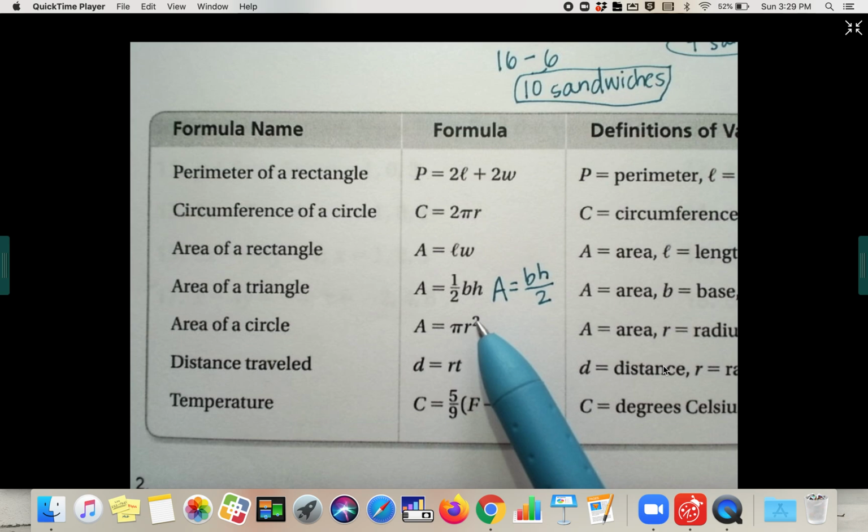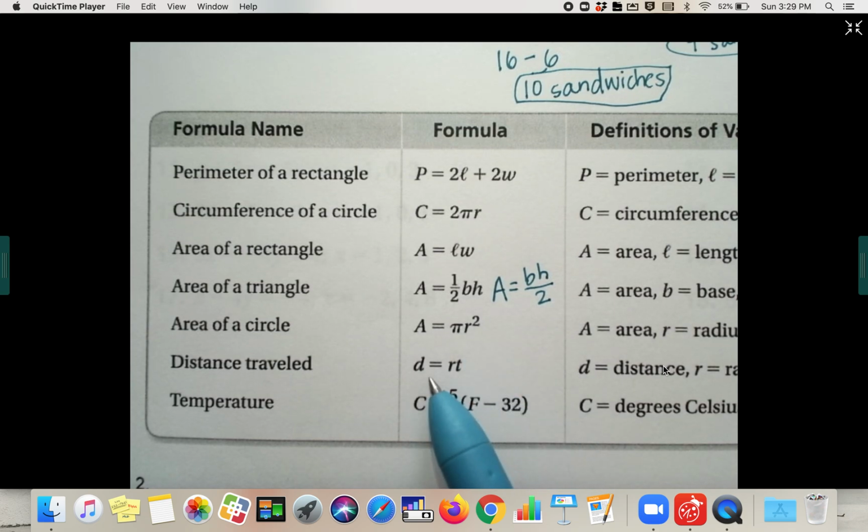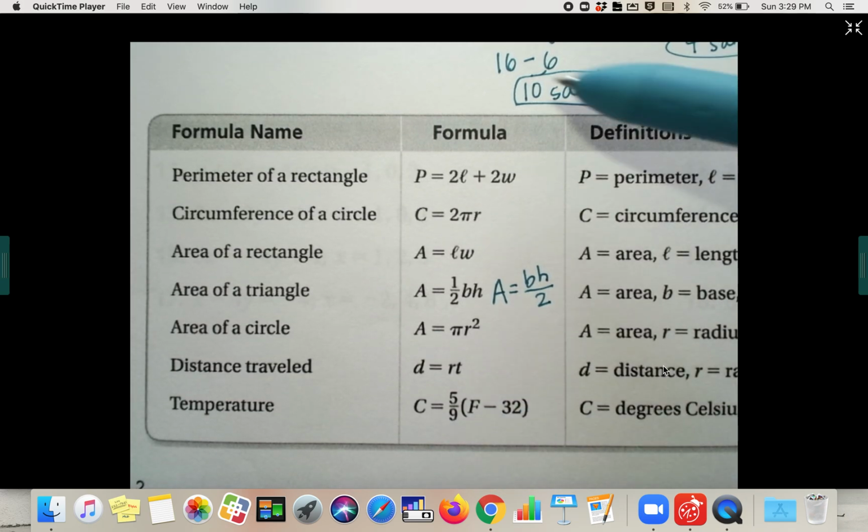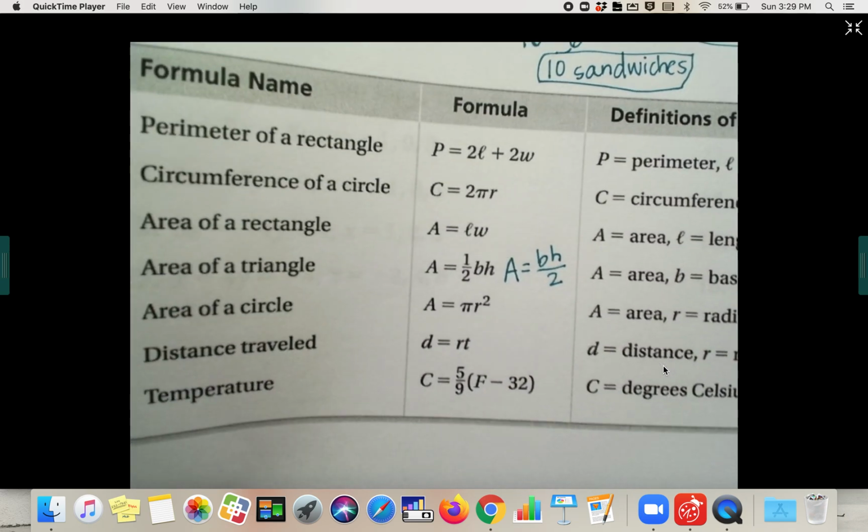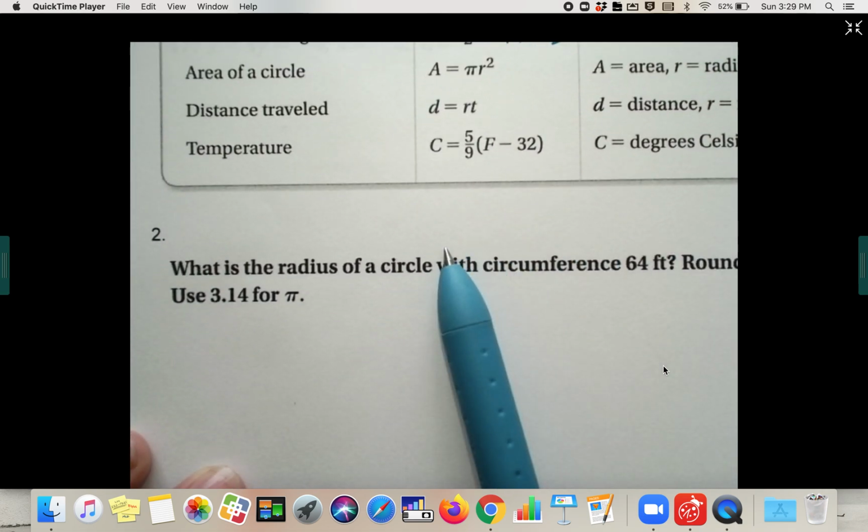Area of a circle is pi times the radius squared. Distance is rate times time. And temperature is weird. To get Celsius, you take 5/9 times the quantity Fahrenheit minus 32. So these are just here for us to use. We need to choose the correct formula when we're looking at problem 2.